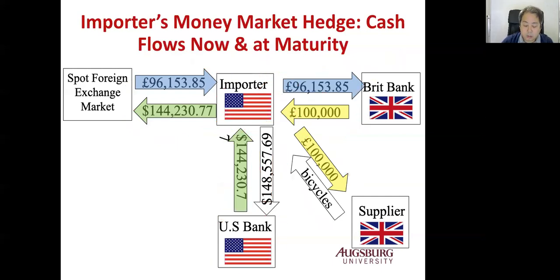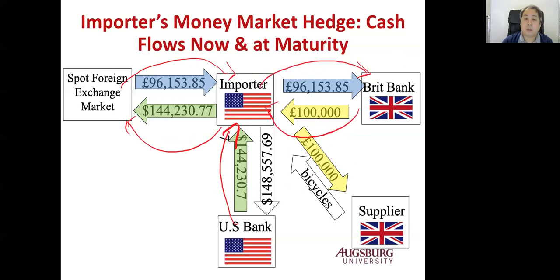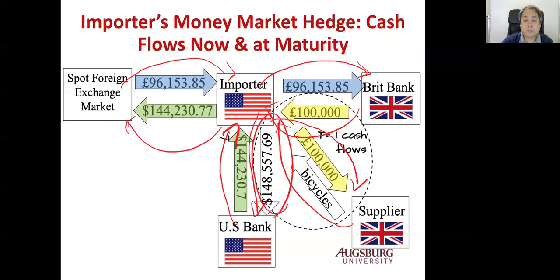Again, the money flow is that you first borrow from the US bank and exchange to pounds. You invest the pounds in the British bank and receive the proceeds a year later. Then you pay the supplier, you receive the goods, and you pay back the United States bank. This last cash flow is the next year's cash flow.